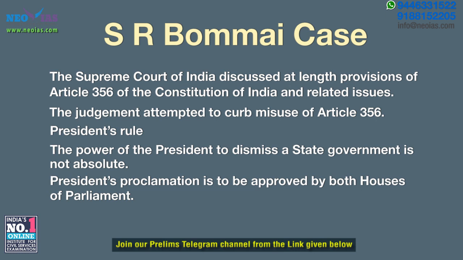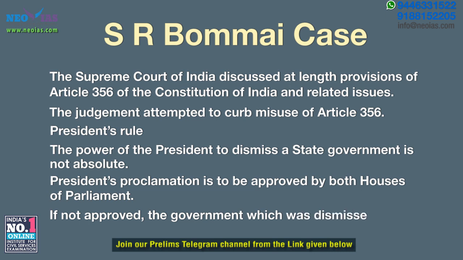Now, what happens if the presidential proclamation is not approved by the Parliament? In case both houses of Parliament disapprove or do not approve, the proclamation lapses at the end of a 2-month period, and in such a case, the government which was dismissed revives. The Legislative Assembly which was kept in suspended animation gets reactivated.